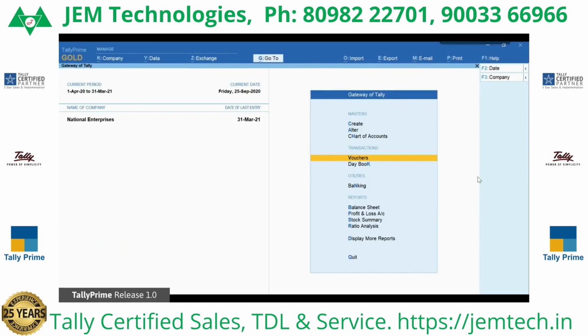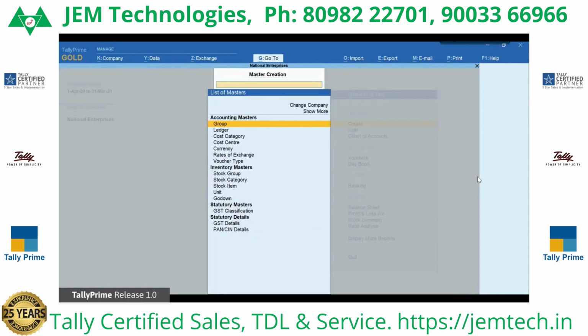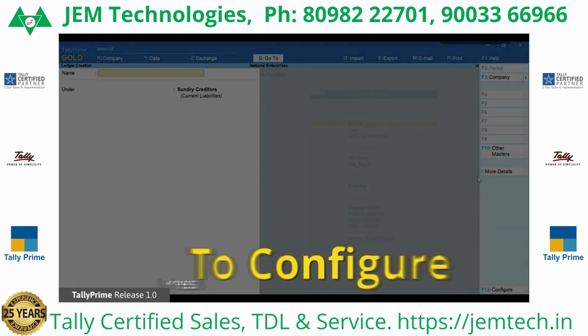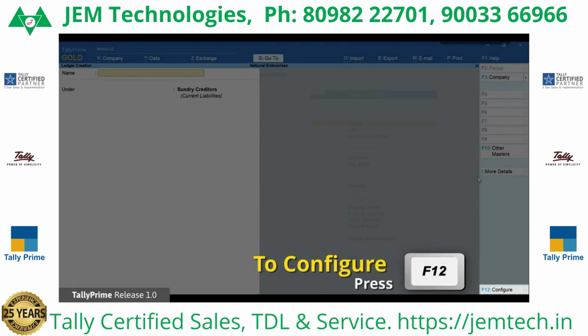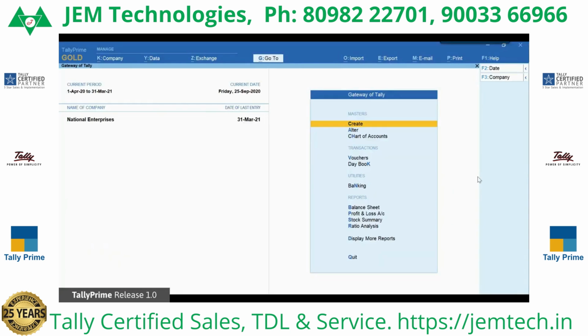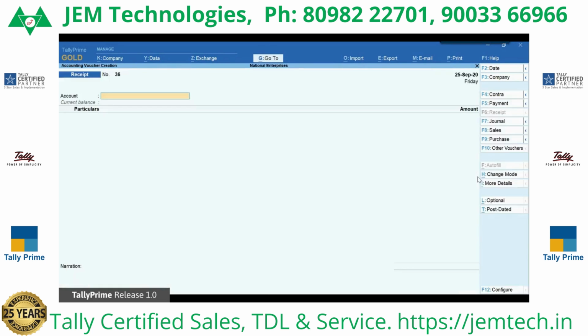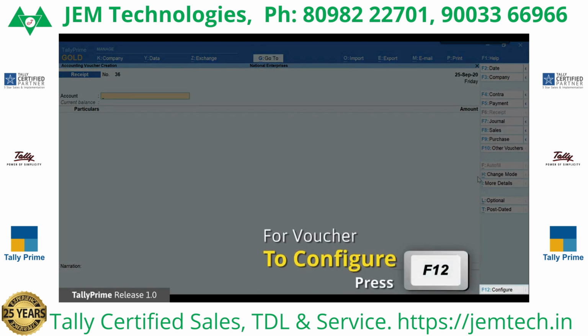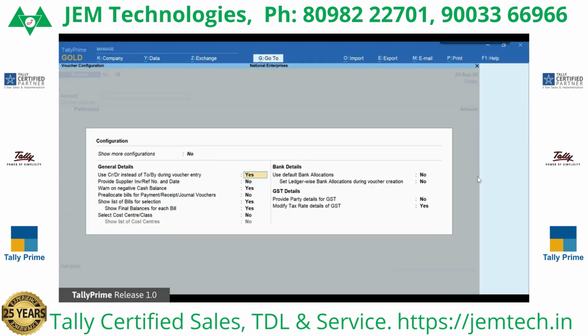Similar to features, some input fields are not enabled by default to avoid cluttering. You can use F12 Configure while creating masters to enable additional fields when you have the need. The F12 button is also present in the vouchers, where you can get transaction-specific fields enabled.